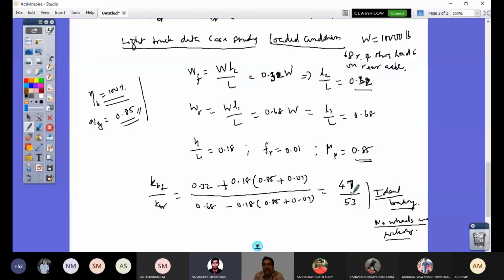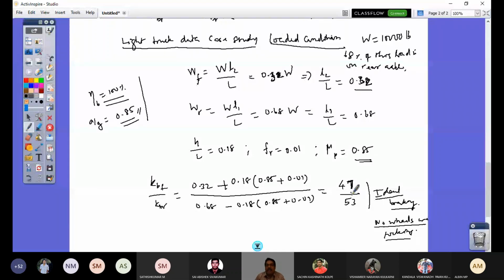How do you say? The brake force is more. Brake force is more in the front wheel. Okay, if it is 40% in the front and 60% in the rear, wheel brake force is more. So which wheels will be locking first? Are the front wheels or the rear wheels? So in this case, the rear wheels. In this case, the rear wheels.